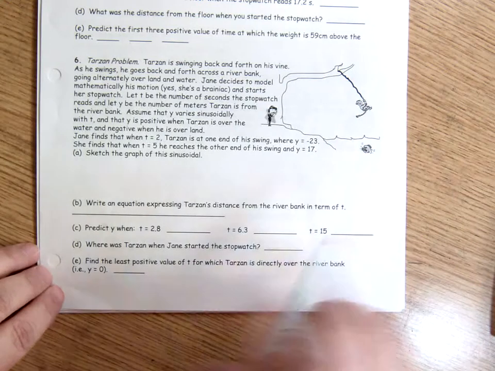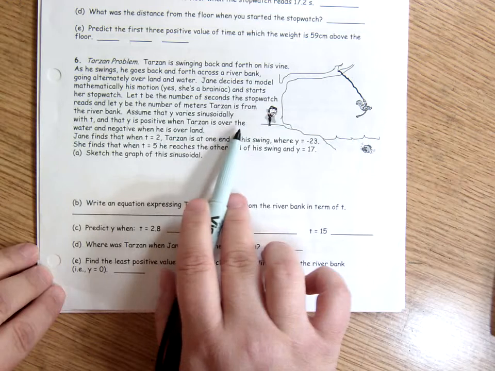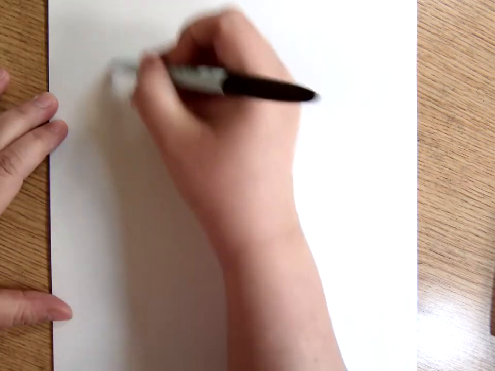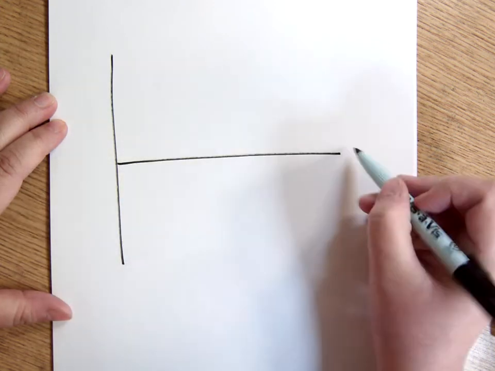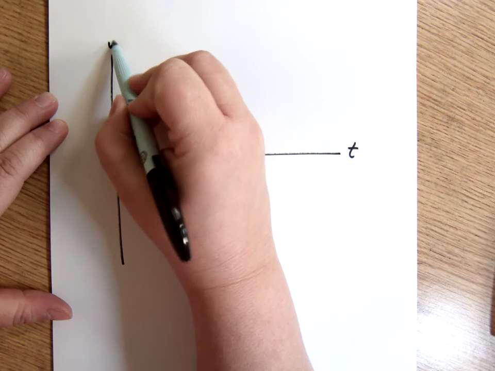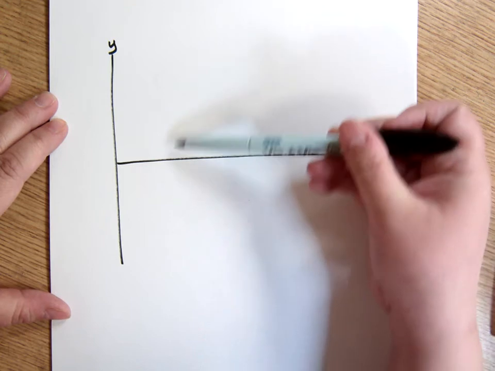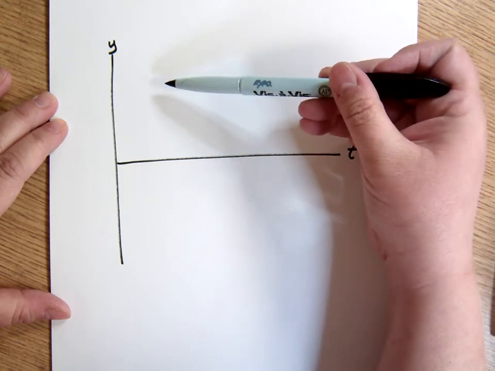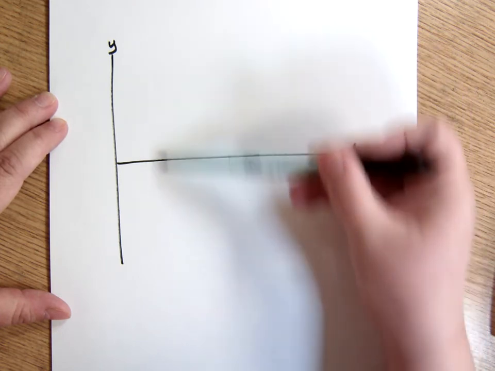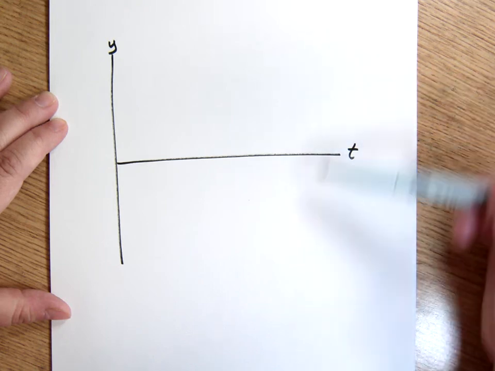Jane finds, assume that y varies sinusoidally with t and that y is positive when Tarzan is over the water and negative when he's over land. So in other words, we have a scenario here where this is my time, and the y value is how far he is from the edge of the riverbank. Y is positive when he's over the water. When it goes down here, he's over the land. So he's going back and forth over the land and water. So this is why this is sinusoidal.